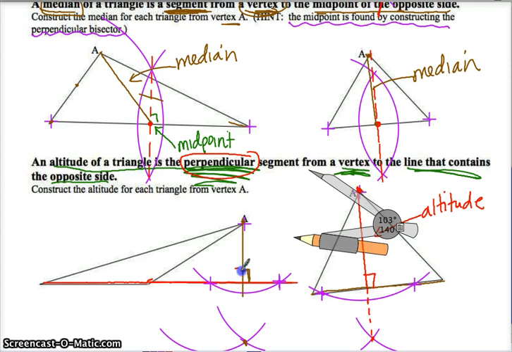So this right here is actually my altitude. Okay, so this here is my altitude. It's on the outside of the obtuse triangle.